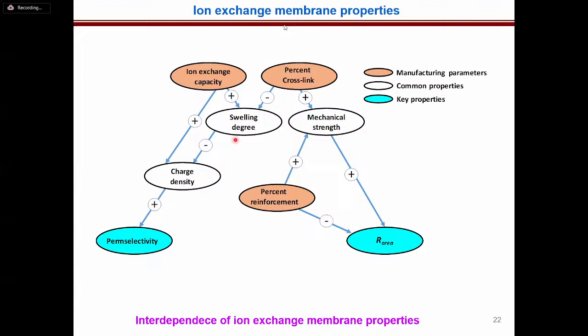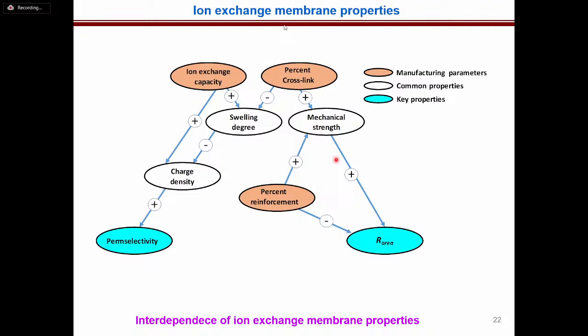By increasing the cross-linking, you reduce the swelling. If you reduce the swelling, you increase the charge density. But if you reduce the swelling, the ion exchange capacity also gets reduced, because they have direct correlation. So that is the tricky part.